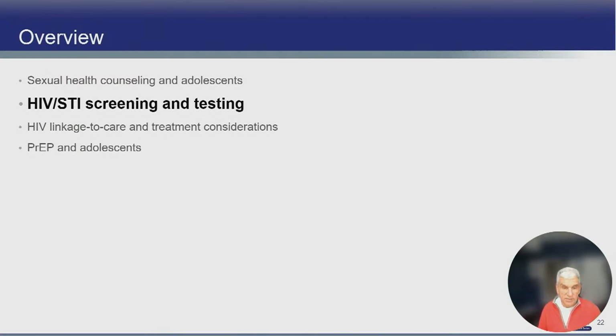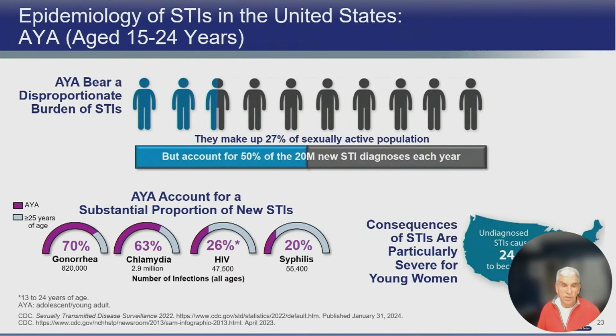Let's talk about STI screening and testing. We know that the epidemiology of STIs in the United States is quite common. In fact, this population of adolescents and young adults makes up over a quarter of the sexually active population, but they account for over 50% of new STIs.